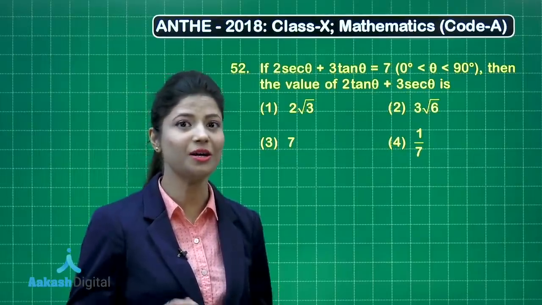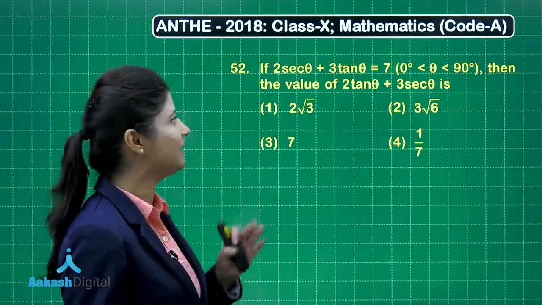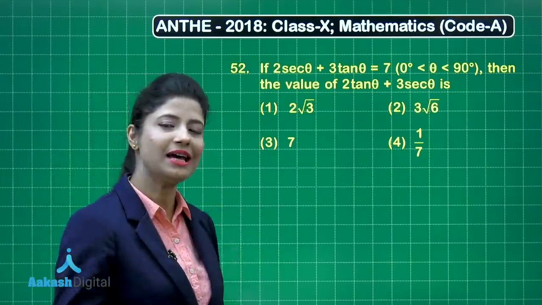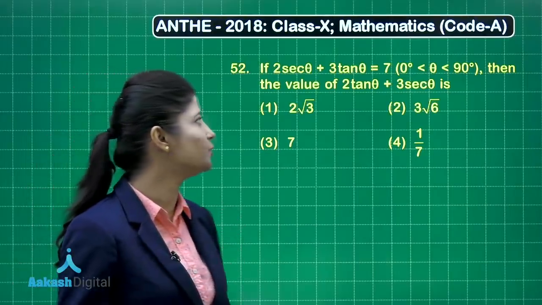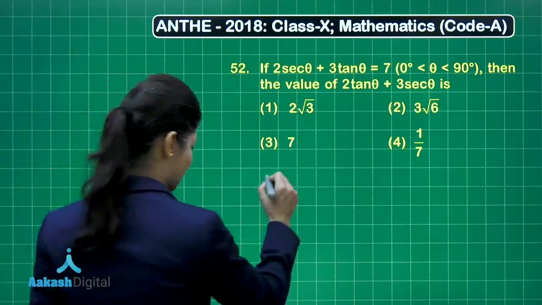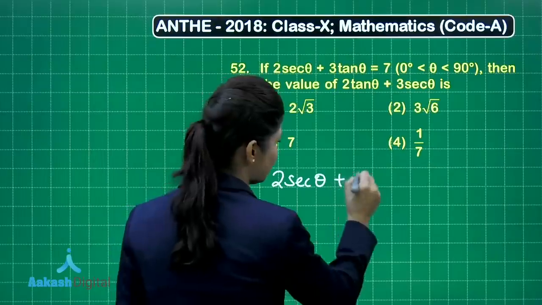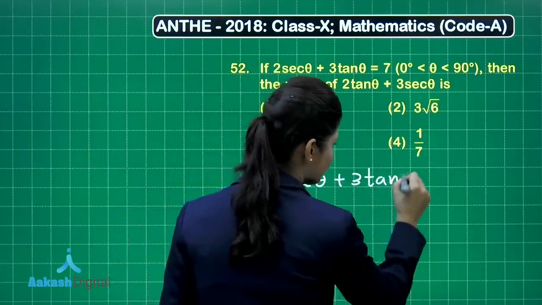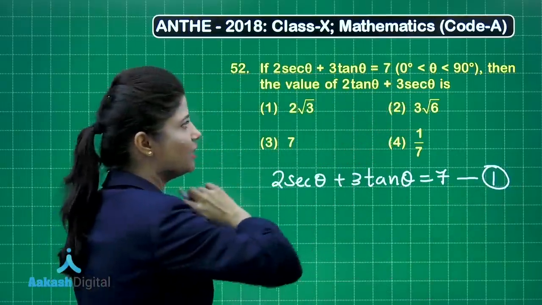Now let's discuss question number 52. It states that if 2 sec theta plus 3 tan theta is equal to 7, where theta is greater than 0 degrees and less than 90 degrees, then the value of twice of tan theta plus 3 times sec theta is. So very first we take this given condition, 2 sec theta plus 3 tan theta equal to 7, as equation number 1. Next we have to obtain the value of this expression.